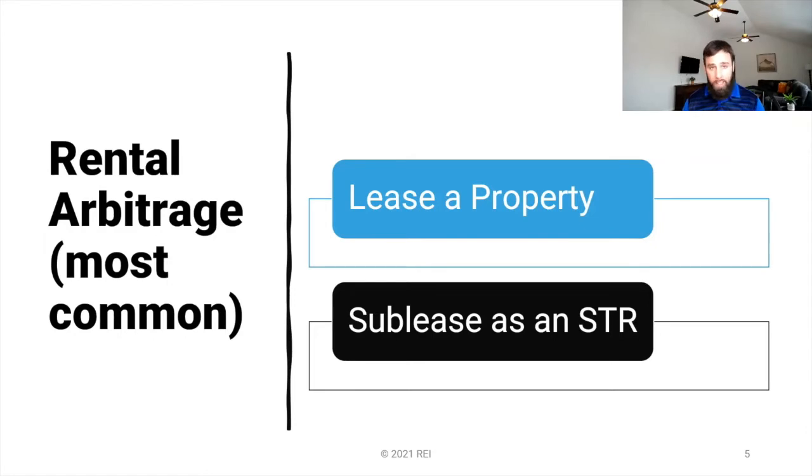So in writing, knock on wood, you must have in your rental agreement between yourself and the homeowner that you will be leasing this property as a short-term rental on the platforms. You've got to disclose it. I can't say that enough because it will come back to bite you. All right. So rental arbitrage, a very common way to lease and sublease properties.